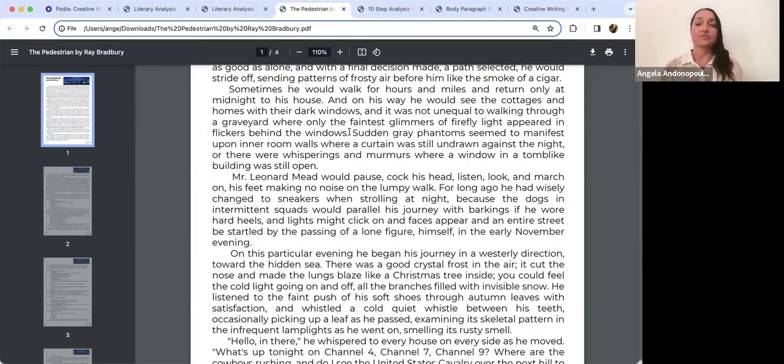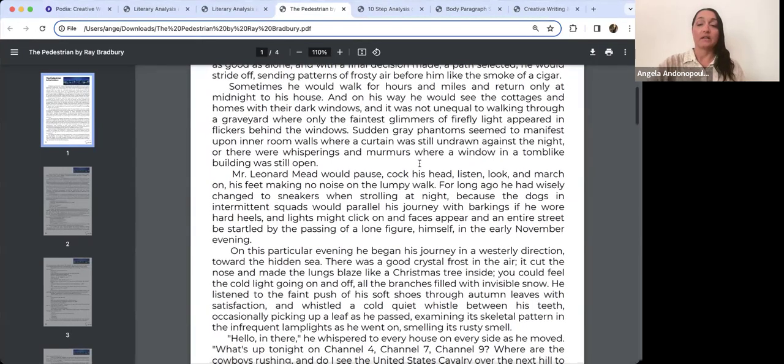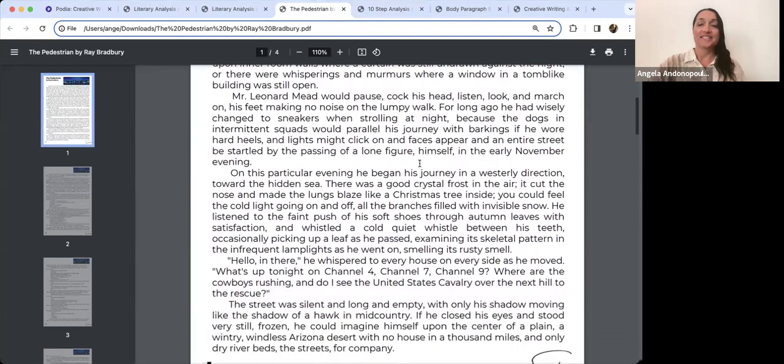Sudden grey phantoms seem to manifest upon inner room walls. So that's the people moving inside the house. Again, they're not really human here. So this visual imagery is interesting as well in setting up these people inside the houses, inside these tombs, as not human. They're already dead.